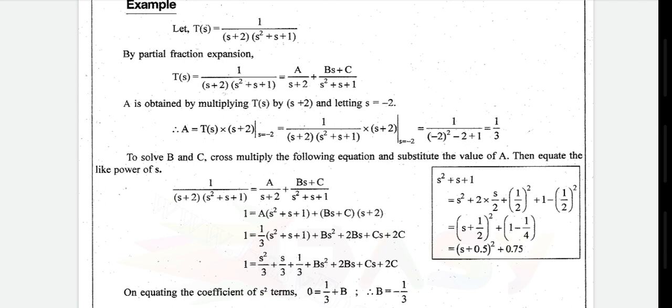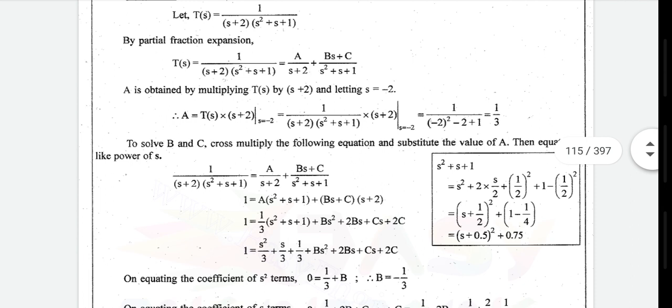Okay, now directly you can obtain the residue value of a here. So a is equal to T of s into s plus 2 by letting s is equal to minus 2. Okay, you will obtain the value as 1 by 3. Okay, now we have to calculate b and c residue values. So before finding the b and c residue values, you have to remodify the denominator value.